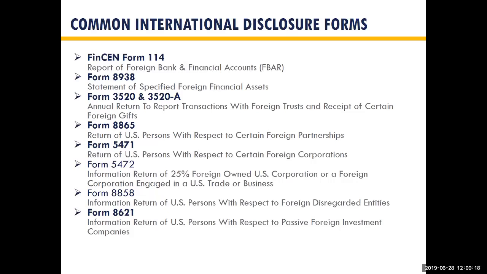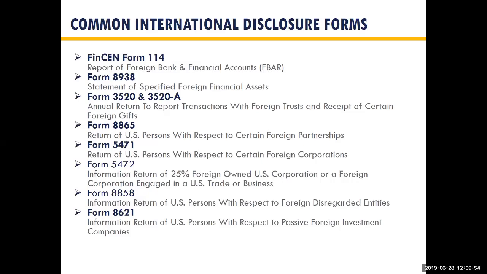And Form 5472 is also pretty common, but we won't address this one today. It's an information return for a 25% foreign-owned U.S. corporation, or where a foreign corporation is performing U.S. trades or businesses. 8858s are information returns around foreign disregarded entities, and 8621s are the forms which we'll discuss later today about PFICs.